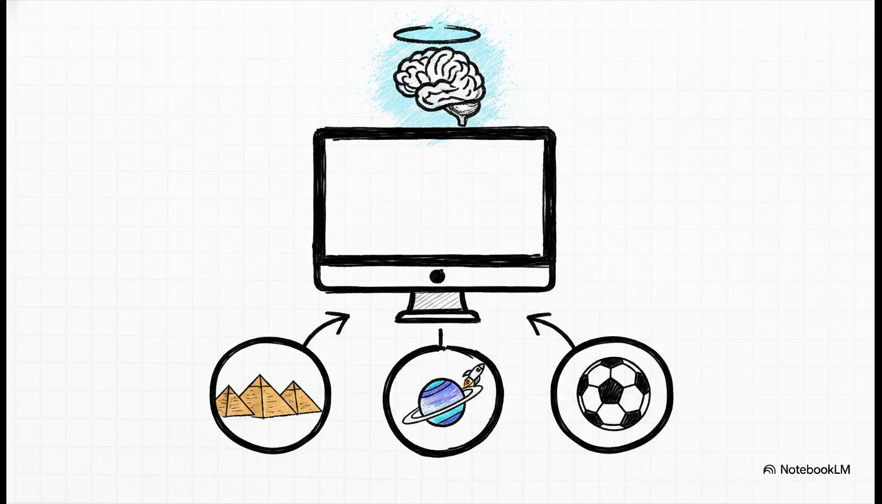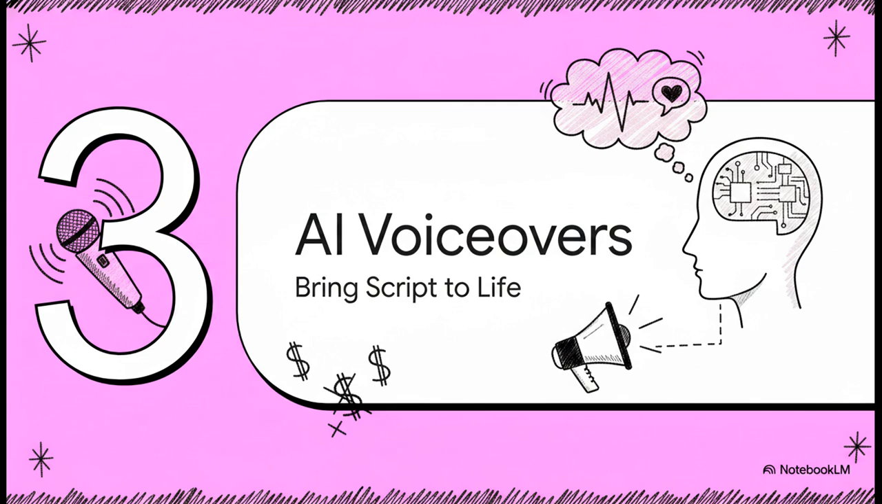Boom. In seconds, the AI spits out a fully structured narrative. And the beauty of this is, you can take this exact formula and swap out ancient Egypt for, I don't know, deep space, finance, sports, literally any topic you guys want to dominate. All right, the script is fully locked in.